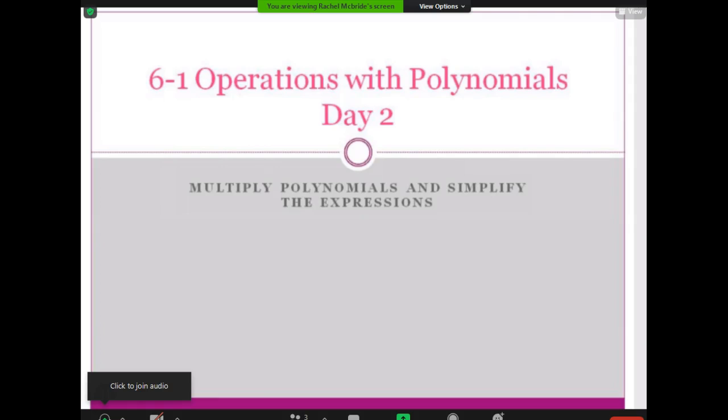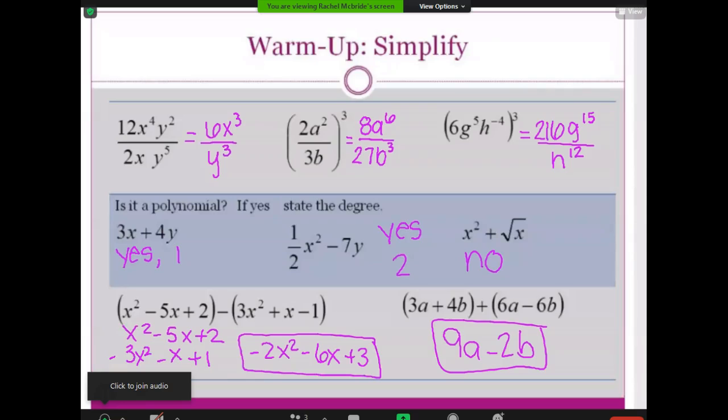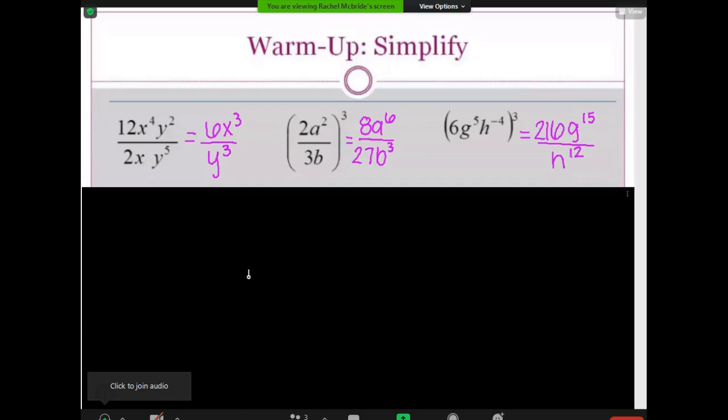All right, let's go over the warm-up. So in number 1, 2, and 3, we were simplifying. So you simplify by combining like terms. Like terms are variables and numbers that are the same.